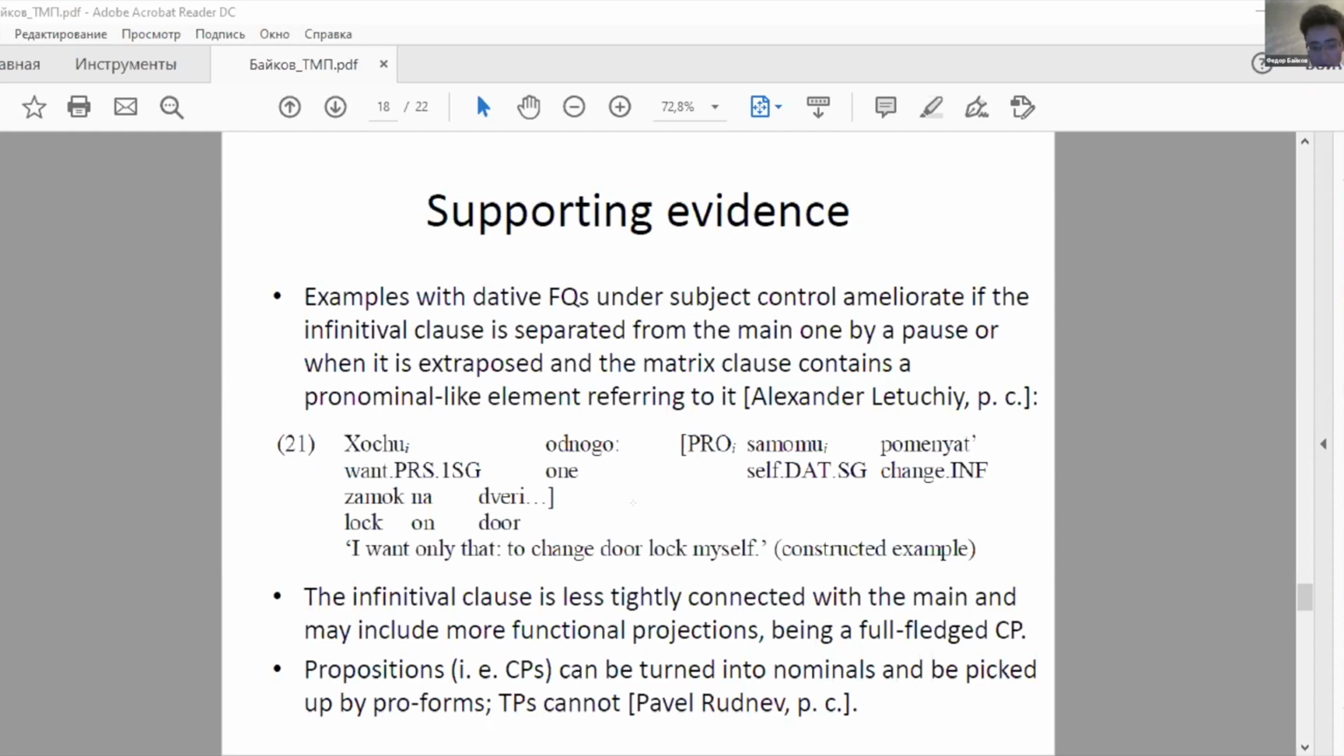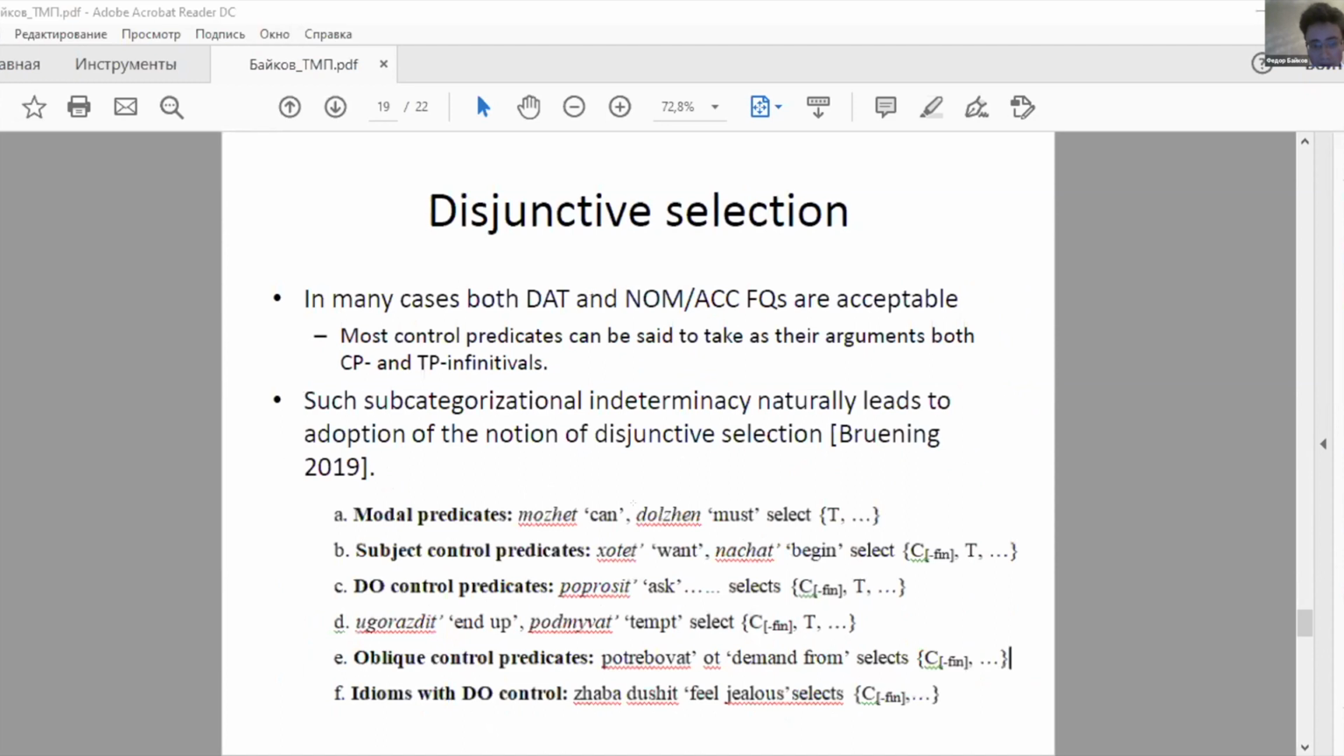Moreover, propositions, that is CPs, can be turned into nominals, and they are like nominals in that they can be referred to by proforms, and TPs cannot. And moreover, as I have argued, in many cases both case transmission and case independence are equally acceptable options, or at least that's so for some speakers.